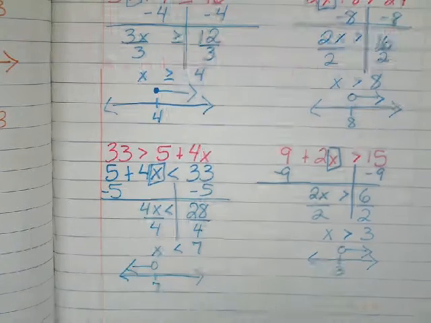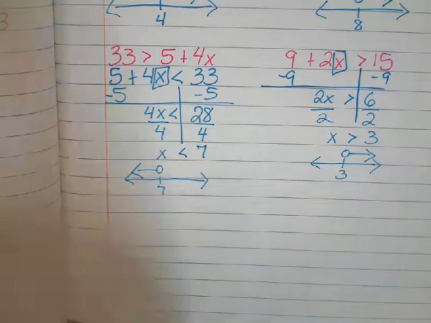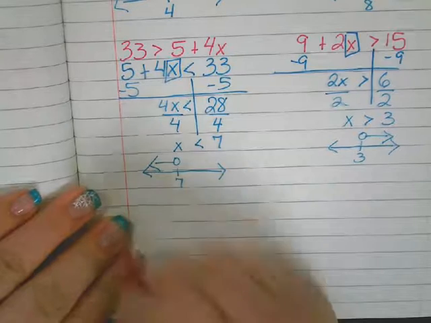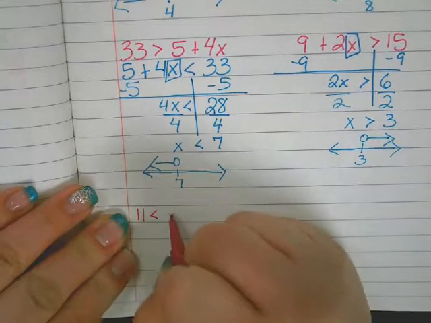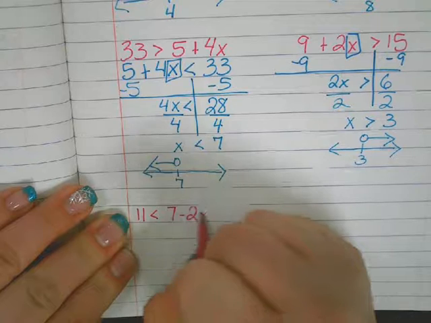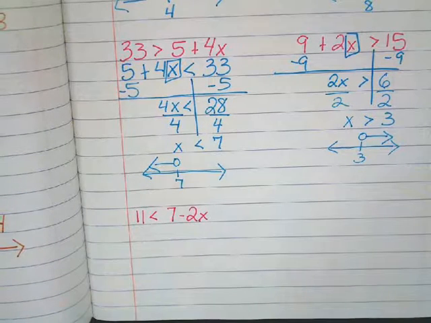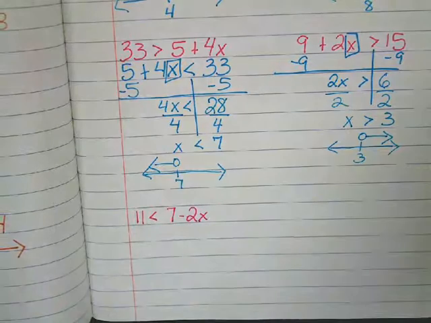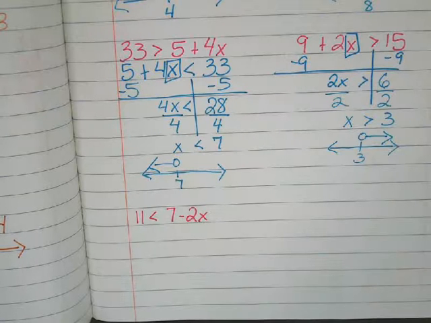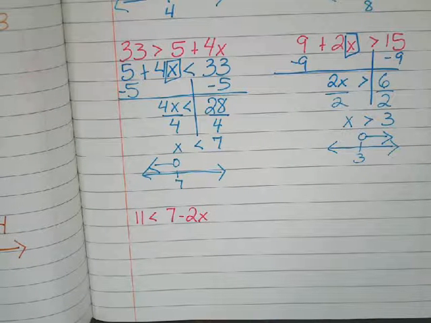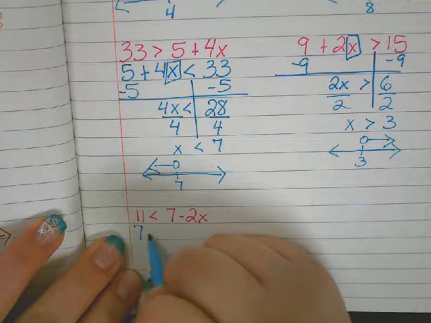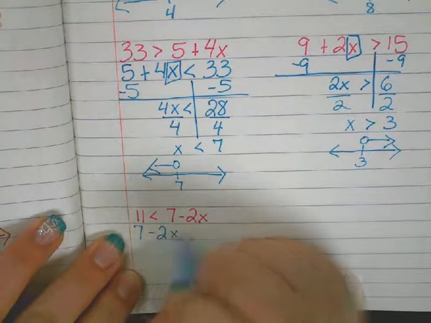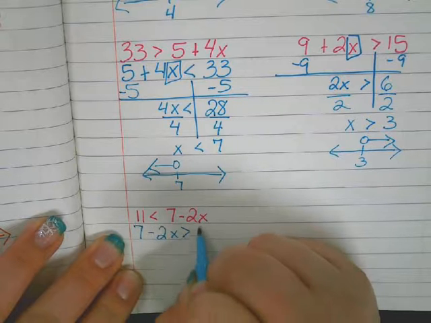Let's try 11 is less than 7 minus 2x. So is my letter on the left side? No. No, so I need to rewrite it. So I'm still going to keep it as 7 minus 2x is now greater than 11. Yeah, switch my symbols. I'm switching everything else around.